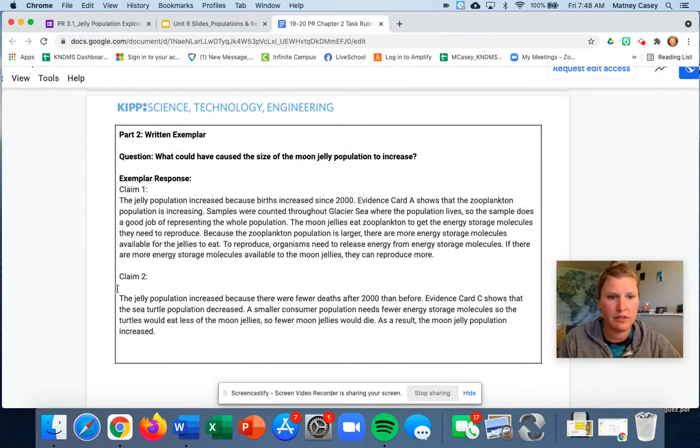Claim 2 says the jelly population increased because there are fewer deaths after 2000 than before. That's a claim. That is a statement, a complete sentence. And then it provides evidence with evidence card C, shows that the sea turtle population decreased. Okay, that's evidence. Why does that matter? It says a smaller consumer population feeds fewer energy storage molecules, so the sea turtles would eat less of the moon jellies, so fewer moon jellies would die. As a result, moon jelly population increased. That explains why they think that claim is correct.